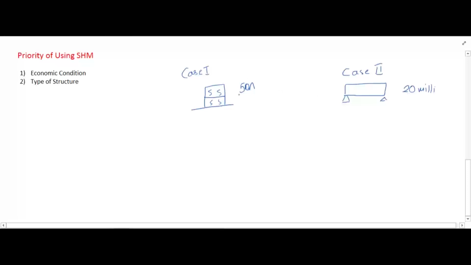There are a lot of priorities on the use of SHM, but mainly I have listed here two because they are important. The first one is economic feasibility of using SHM in structures. So let us say there are two cases, case 1 and case 2. In case 1 there is a building with a lot of cracks, in weak condition, and it costs around 5 million. In case 2 there is a bridge and it costs like 20 million. In case 1 using SHM costs like 6 million, and in case 2 the SHM costs like 8 million.